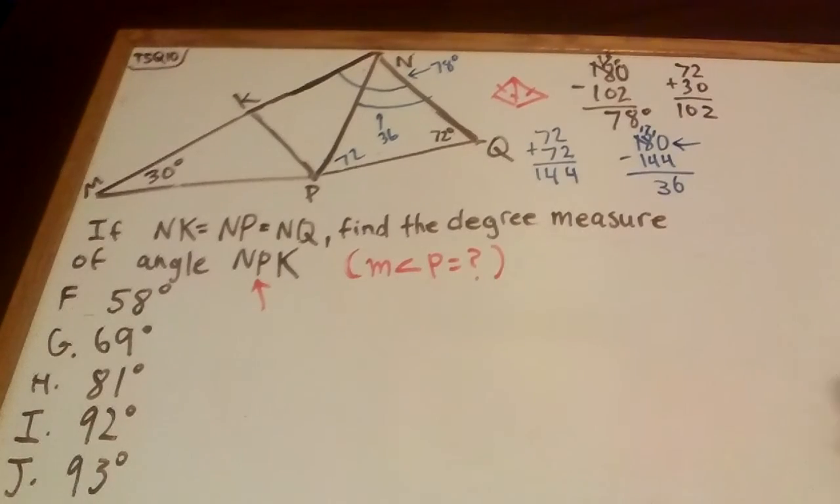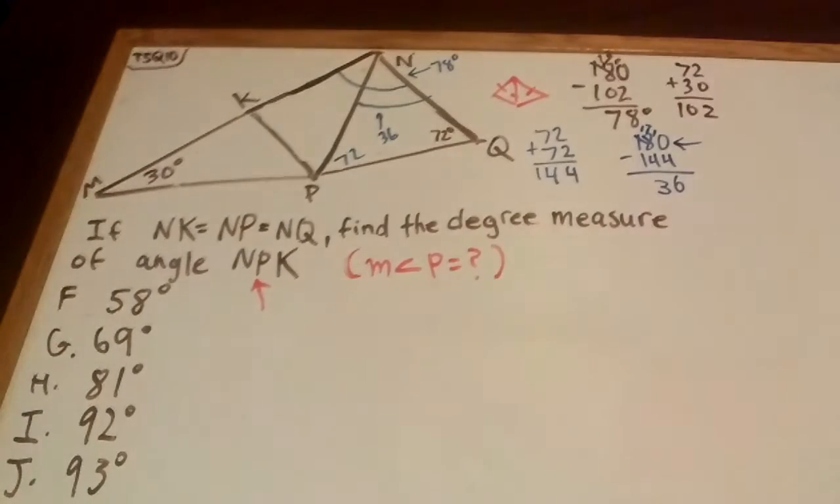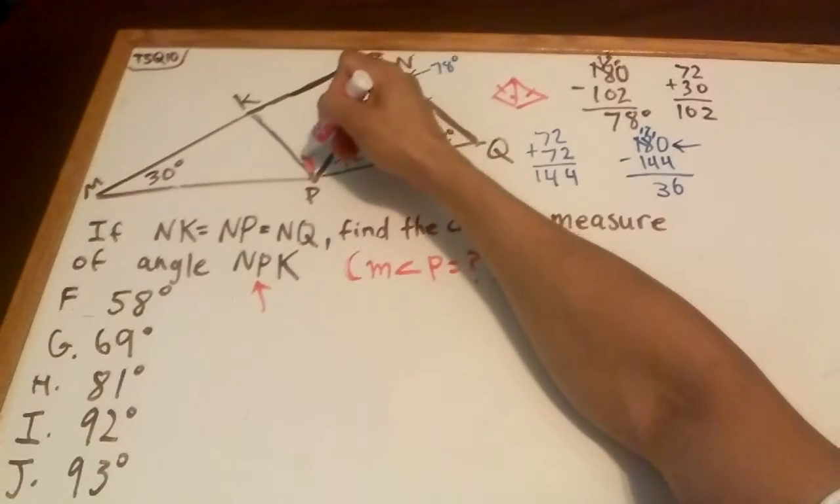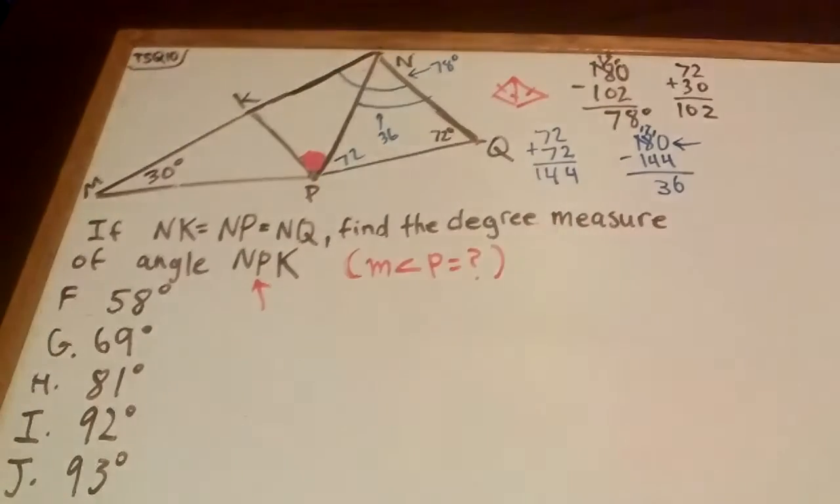Now we're happy, right? Now we just need to figure out this one, because what they're asking us for, again, is the measure of angle P. So let's make that really clear. This is what we want to know. That one right there. So how do we figure it out?